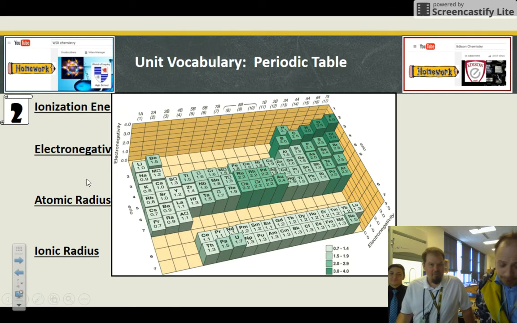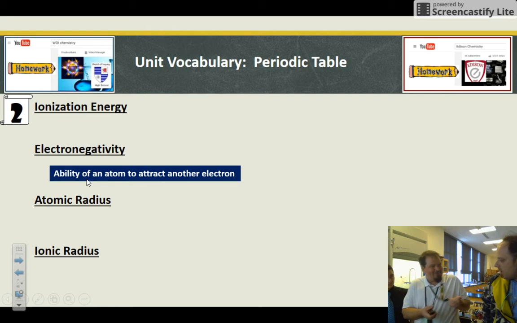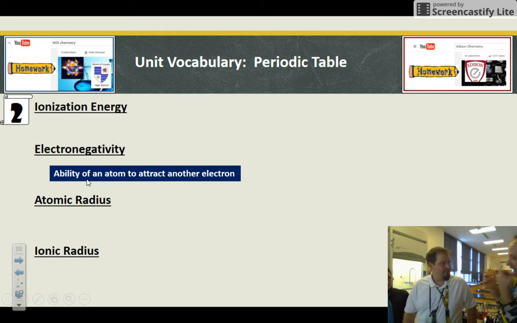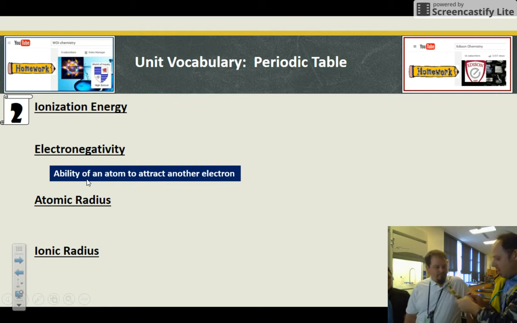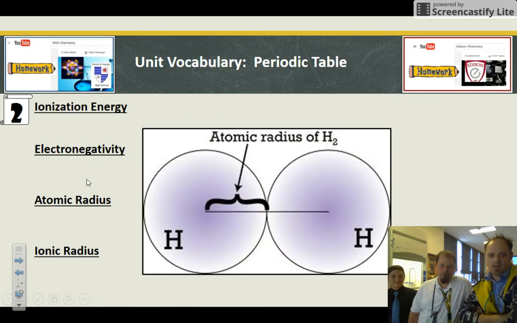And there's a trend for electronegativity. Electronegativity is almost how much I want to hold on, or technically, it's my attraction for his electrons. So how bad I want to pull on these versus how hard he's holding on to them. It's tug of war. It'll become apparent.